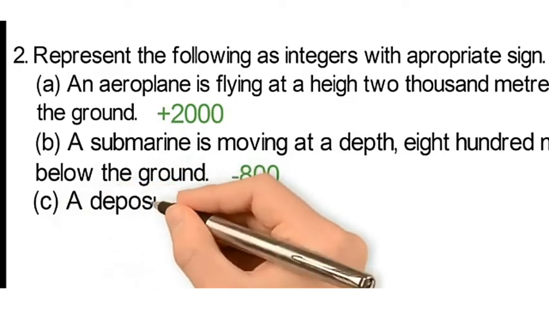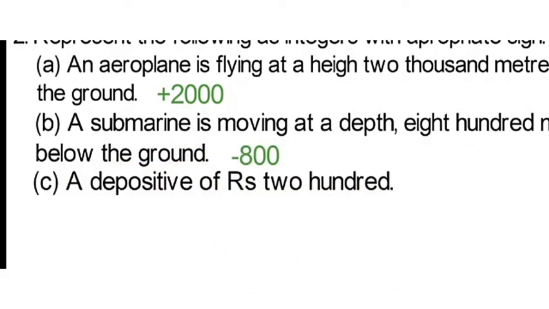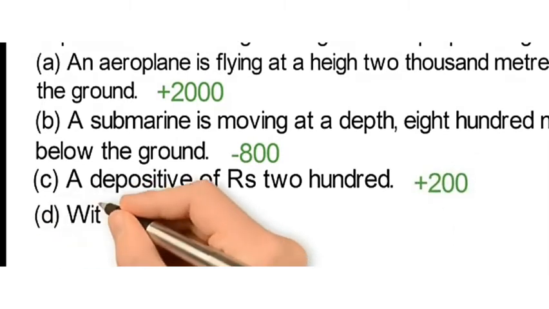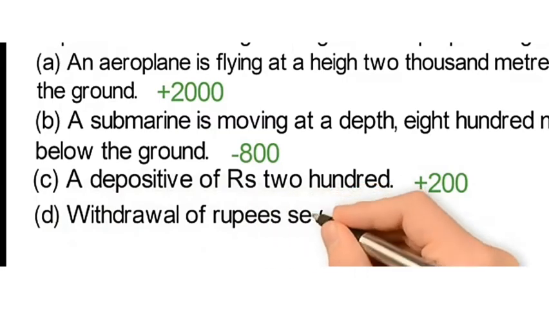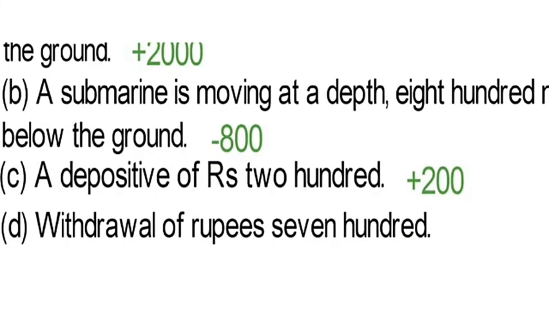Question C. A deposit of ₹200. Depositing is plus. So, the answer will be +200. Question D. Withdrawal of ₹700. Withdrawal is you're going to minus, which is negative. So, the answer will be -700.